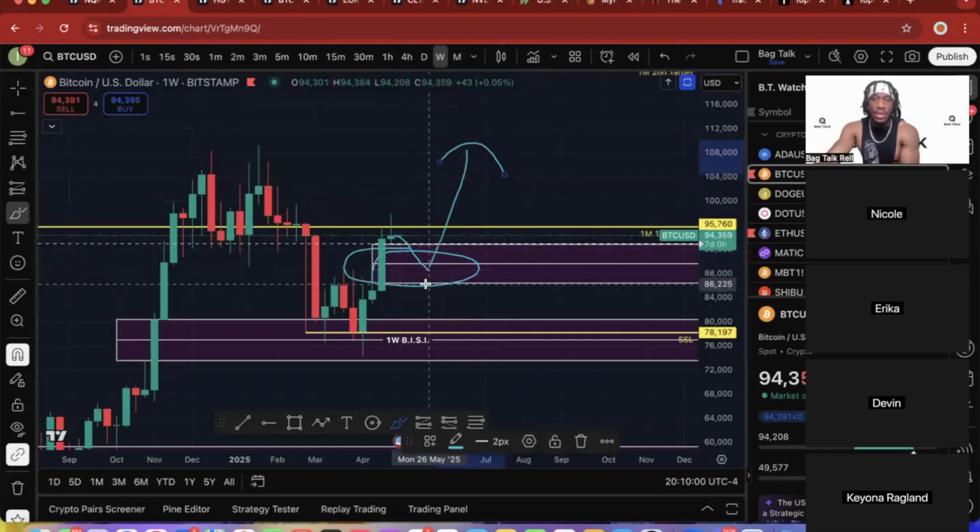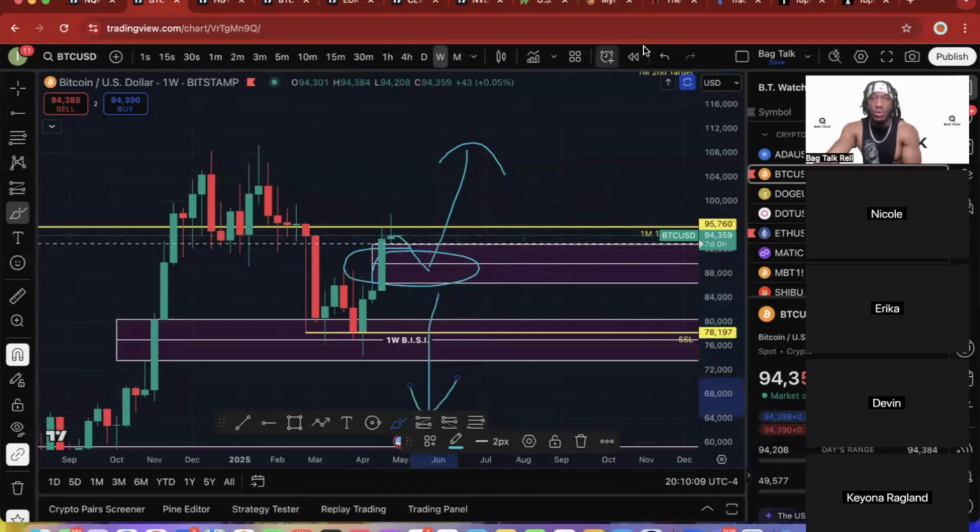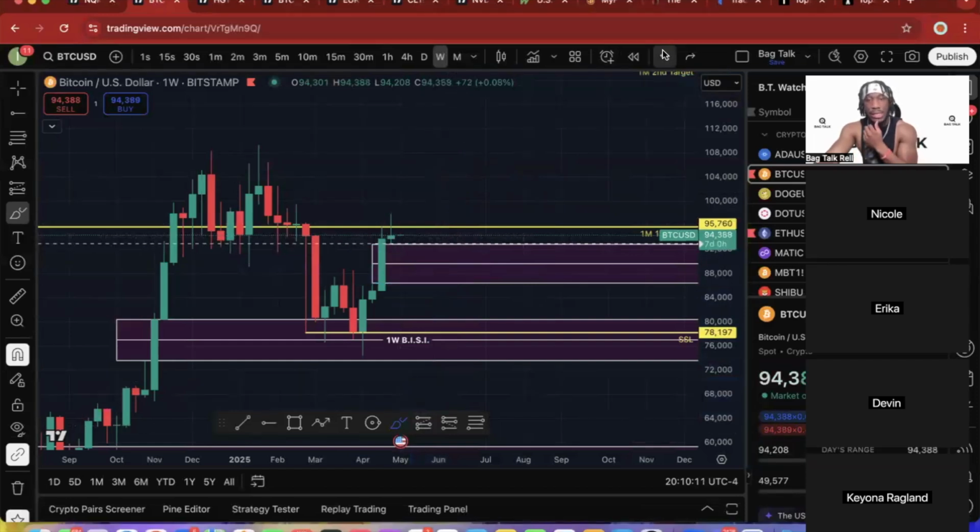If it does not hold this and Bitcoin comes back under here, so basically it's almost like saying if Bitcoin loses 85,000, I really think we're going to make brand new lows on Bitcoin. Like, it's going to get ugly. So Bitcoin's fate is in this weekly bullish fair value gap, for real.